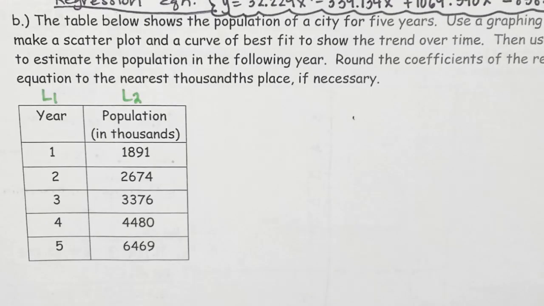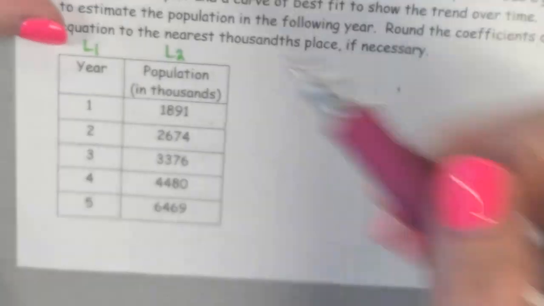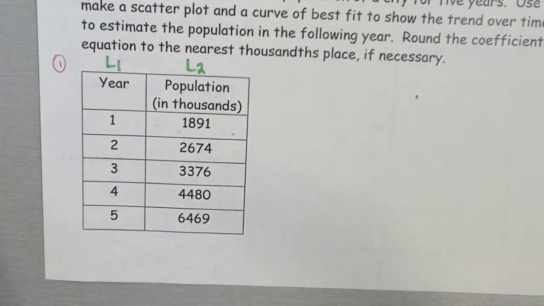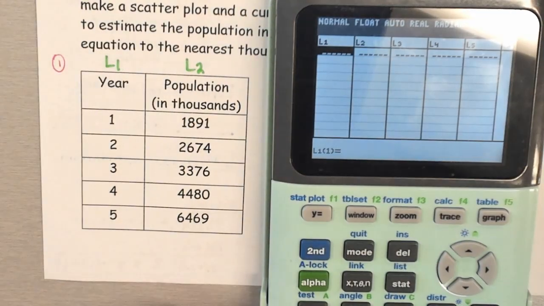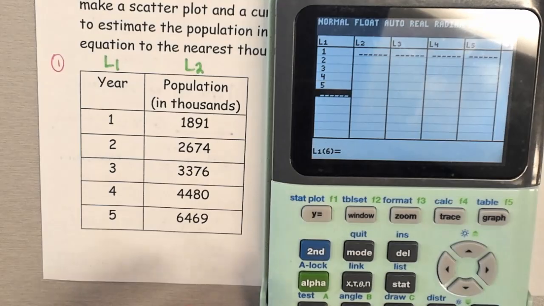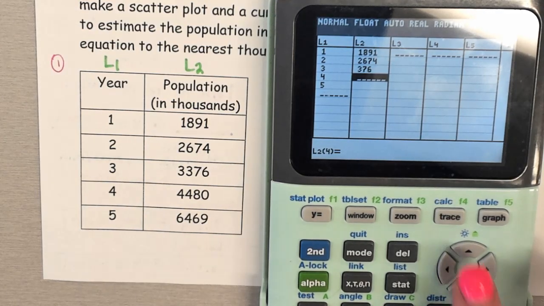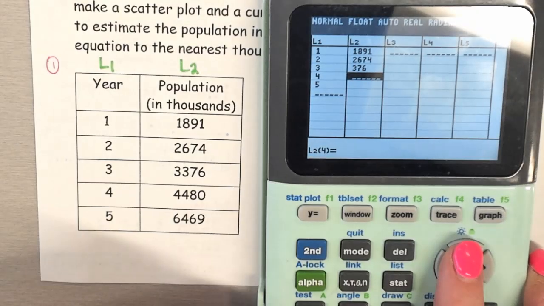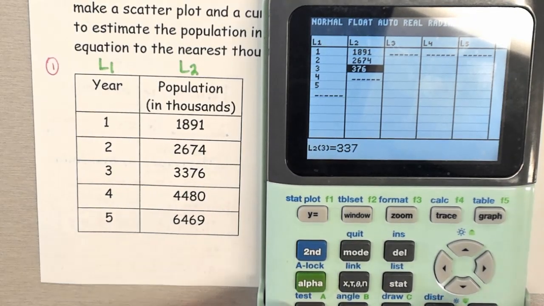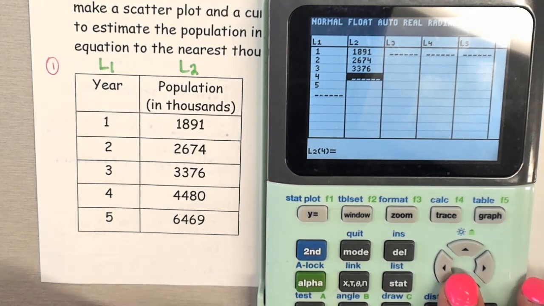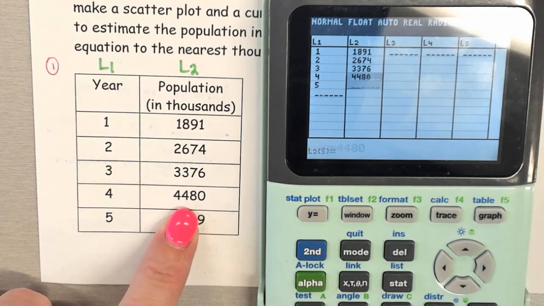All right, and then let's go ahead and enter these in. Step 1 is always going to be your list. So enter in your list: 1, 2, 3, 4, 5, and then 1891, 2674, 3376, and then double check, because see, this was a double number. I was moving too fast, so just double check that before you go to the next step. 4480.